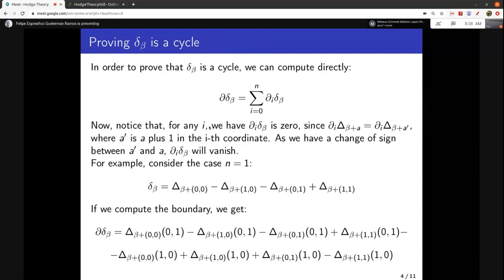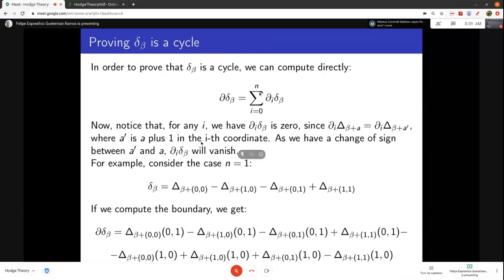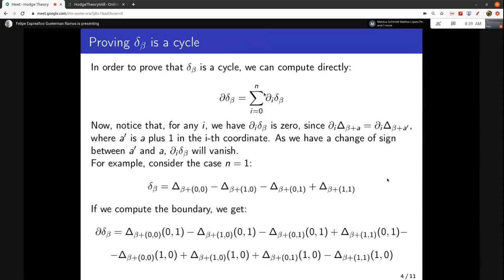So what happens is that for any I, the boundary of delta beta is this sum. Sorry, I forgot the sign here again. Here we have a sign (-1)^I, right? And this del I is exactly the restriction of delta beta to the ith face of our standard simplex, right? So there is a sign here, sorry.